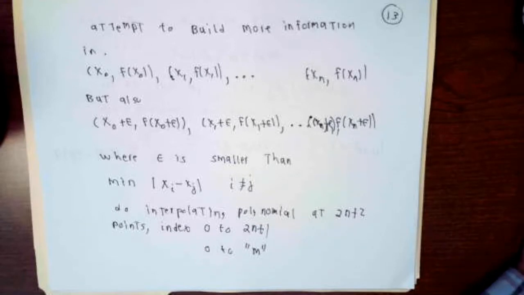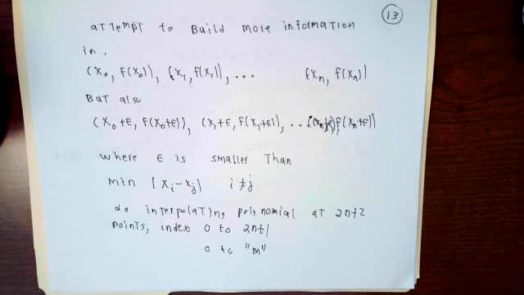So we're going to play a game of make-believe. We have x0 through xn and f of x0 through f of xn. I'm going to pretend that I have twice as many data points as I actually have. I'm going to pick some positive number epsilon, which is smaller than the smallest distance between any two different of my x values. If I increase my given x values by this small amount epsilon, I still maintain a distinct set of x values, although I have twice as many as I did before.